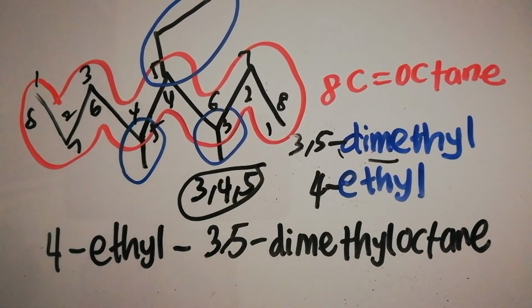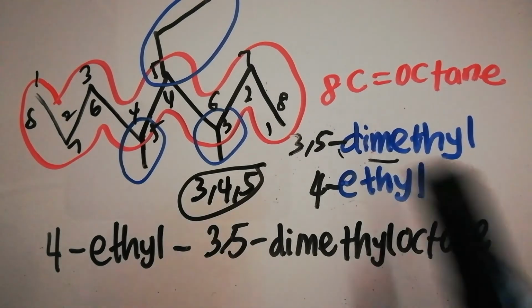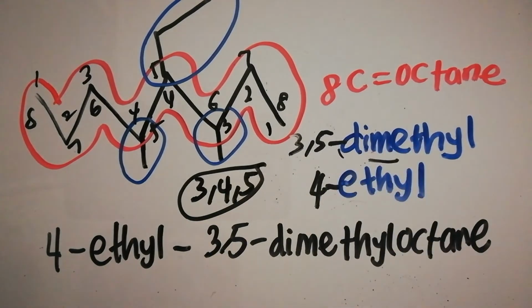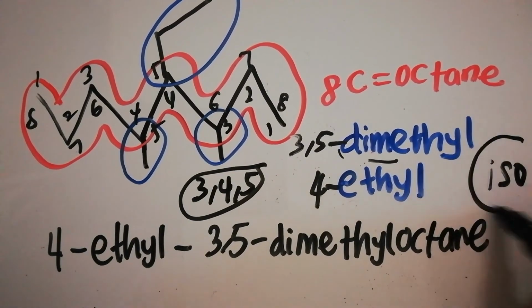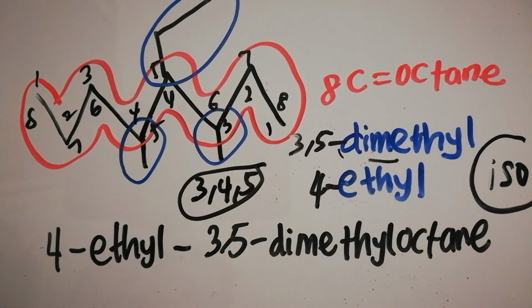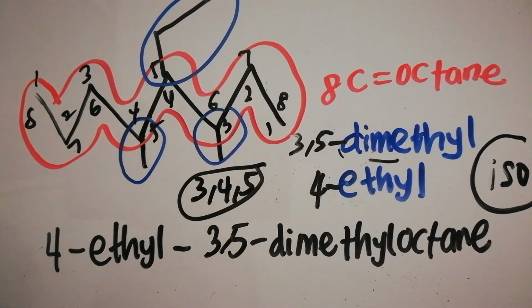Okay, so why did I say we didn't take di alphabetically? Because it is a prefix, and the only prefix we consider alphabetically is iso. Other than that, we cannot consider it in our naming. Only iso, which means maybe isobutyl, isopropyl, and so on.